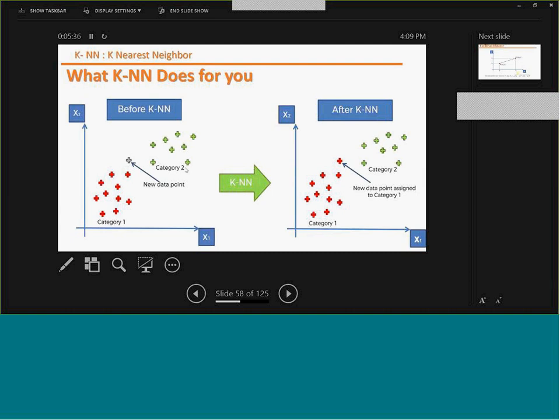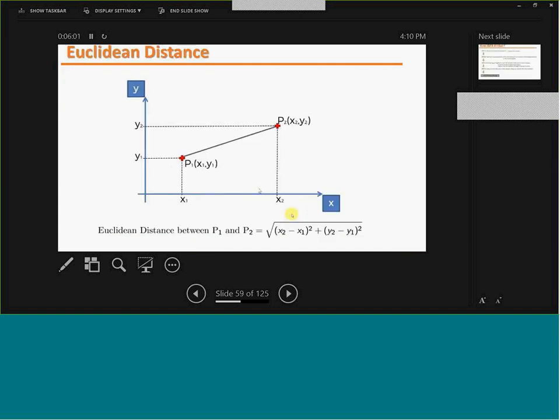We have the k nearest neighbor algorithm in machine learning, and once you apply the k nearest neighbor algorithm onto this particular data point, it will tell you whether the color of that data is green or red, or whether it belongs to category 1 or category 2. So this is the result once you apply k nearest neighbor. But how exactly does it do that?